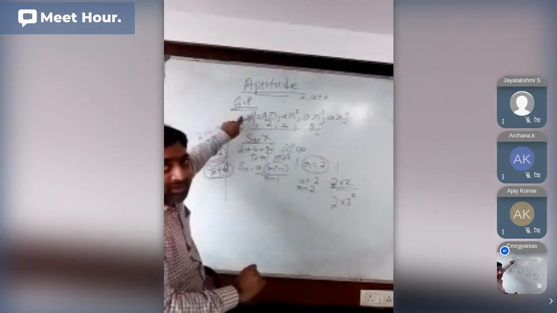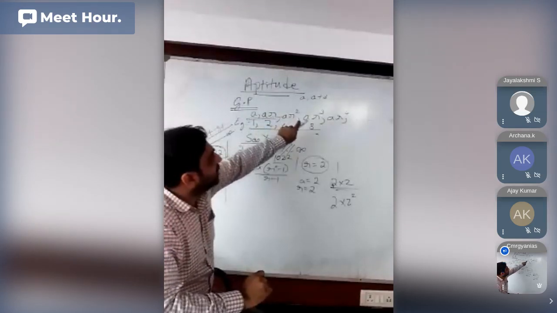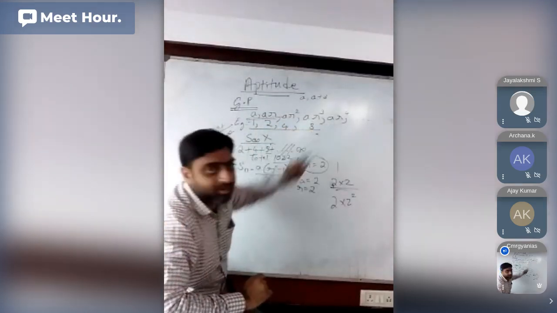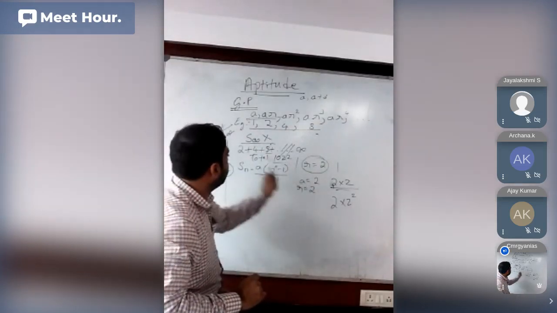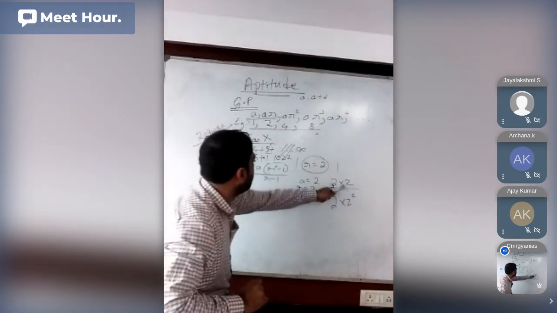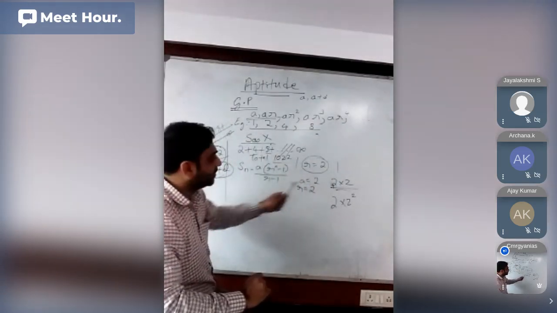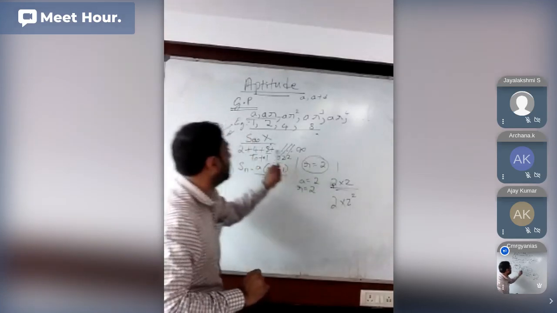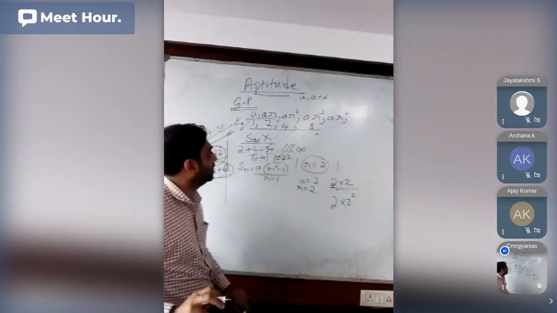First term A, second term A into R, third term A into R square, then A into R cube, A into R to the power 4. So here, first term if you put 2, A, second term becomes 4, so 2 into R. R is how much? 2 into 2, you get 4. Then 2 into 2 square, you get 8. So R also is equal to 2.